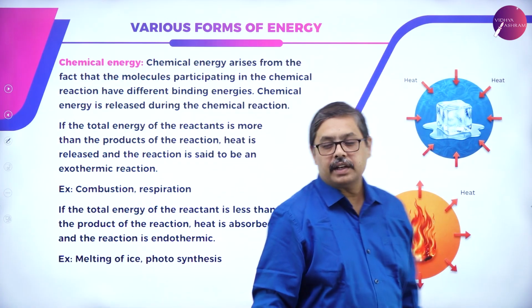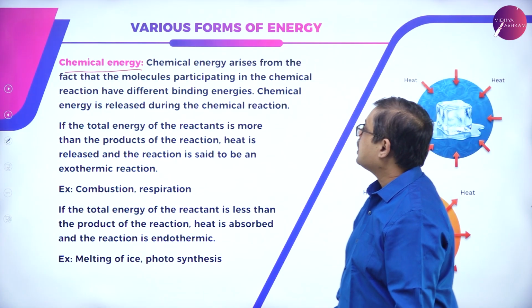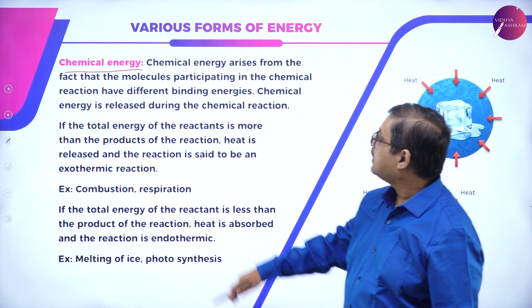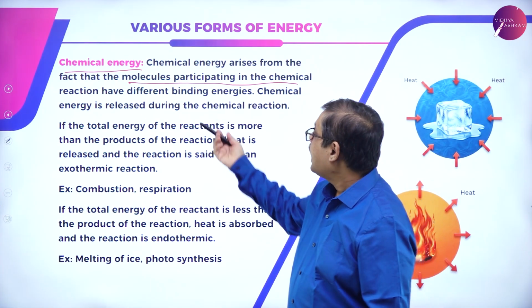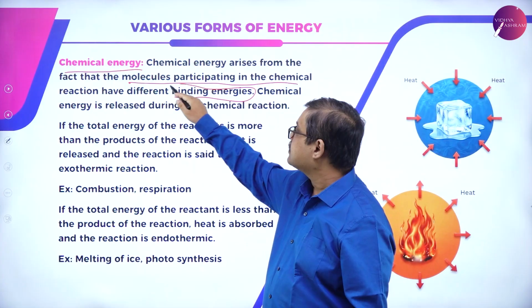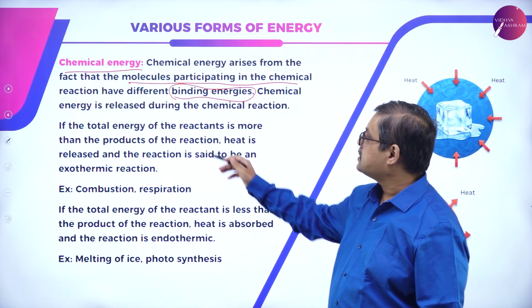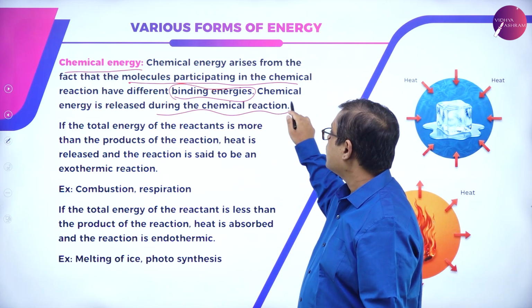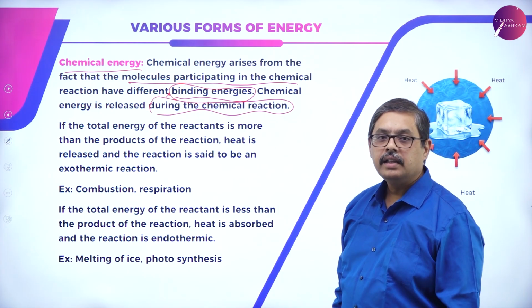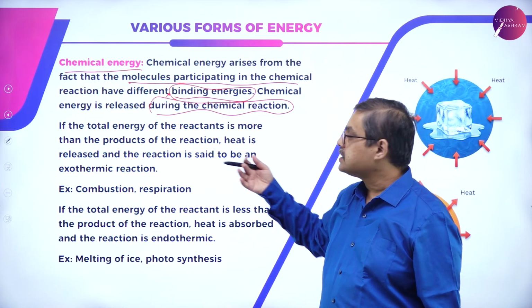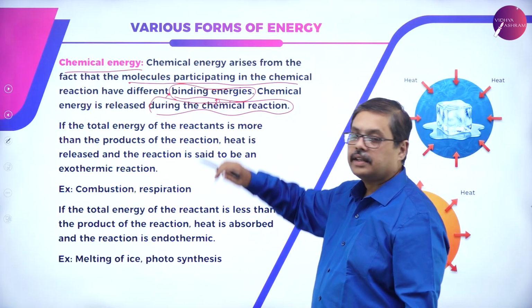The next type of energy is the chemical energy. Chemical energy arises from the fact that the molecules participating in a chemical reaction have different binding energies. What is this binding energy? Chemical energy that is released during the chemical reaction is because of this binding energy. The protons, neutrons and electrons are bound to the atom because of this binding energy.